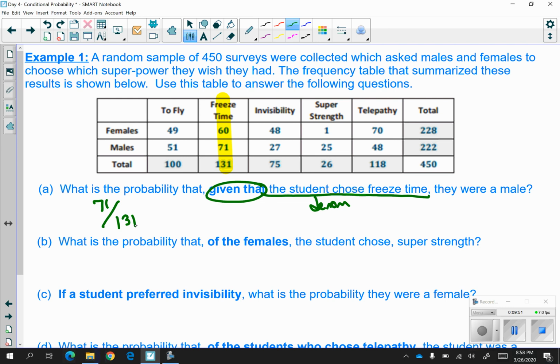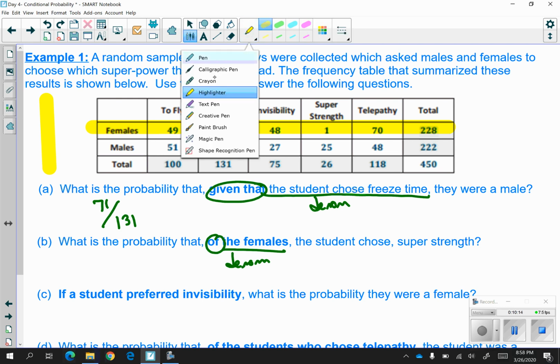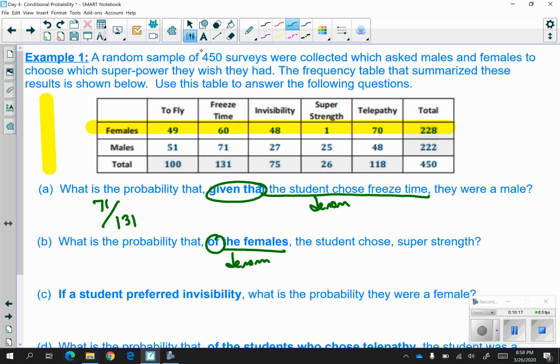Your next one is, what is the probability that of the females? That's my denominator, and we're talking about them choosing super strength. So I'm going to move this out of the way, and I'm going to go to looking at all of the females. And of all those females, the ones that chose super strength was just one out of the 228.